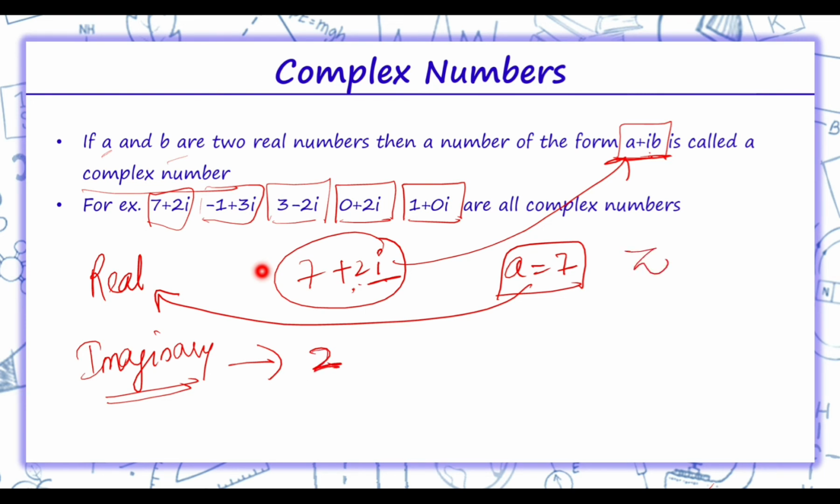These complex numbers are represented by z. Let's suppose z is 3 minus 2i. So we write like this: the real part of this complex number is 3, and the imaginary part of this complex number is minus 2. So this is how we write the real and imaginary parts of complex numbers.